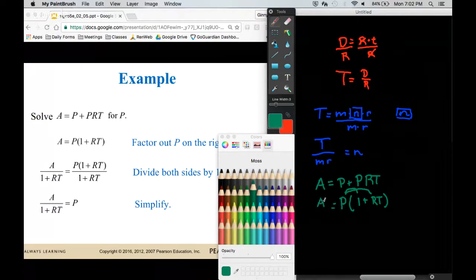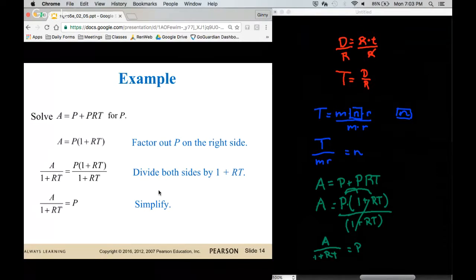All right. If you're not sure if a step that you did is correct, undo what you did and then see if you get the same thing. Okay, so P times 1 plus RT. So you need to get the P by itself. This is now multiplication. Opposite function of multiplication would be to divide both sides by everything inside that parenthesis. Okay, so these would cancel out, and you would have A over 1 plus RT equals P.